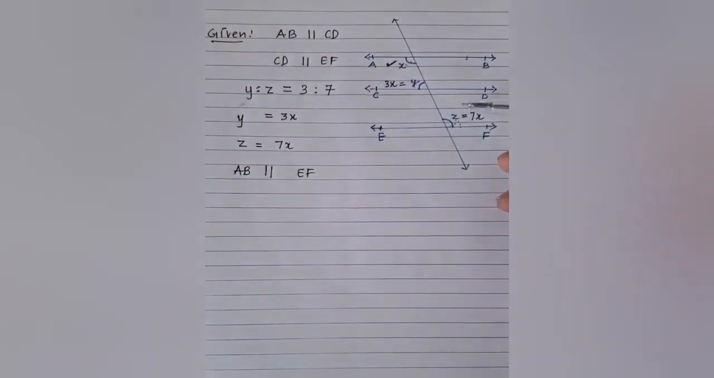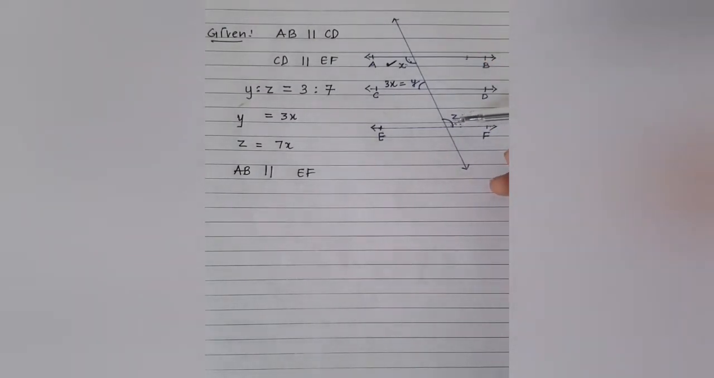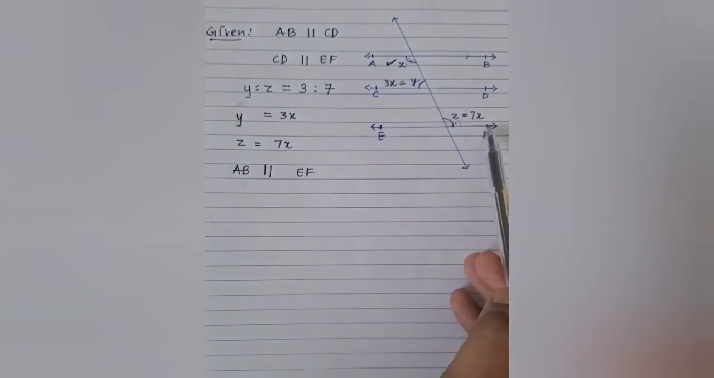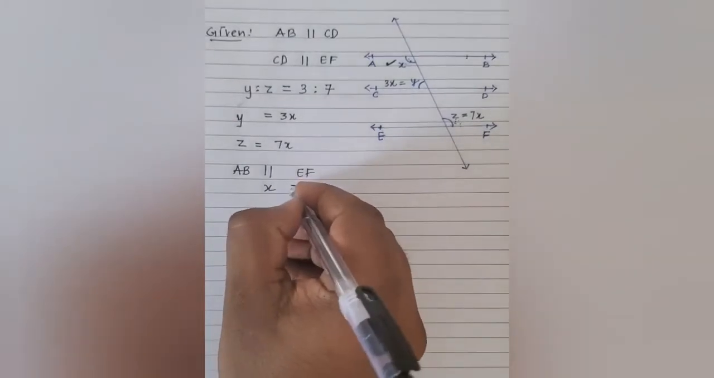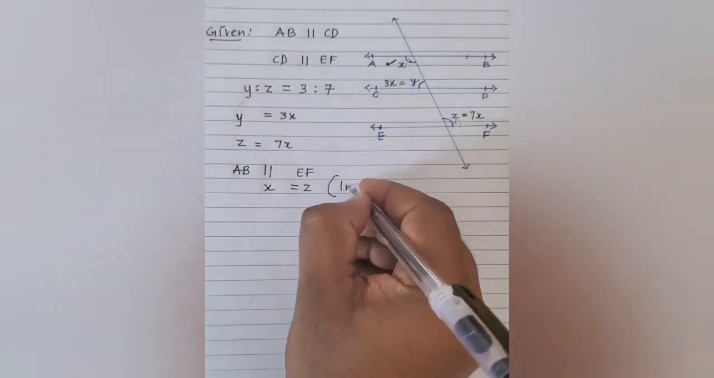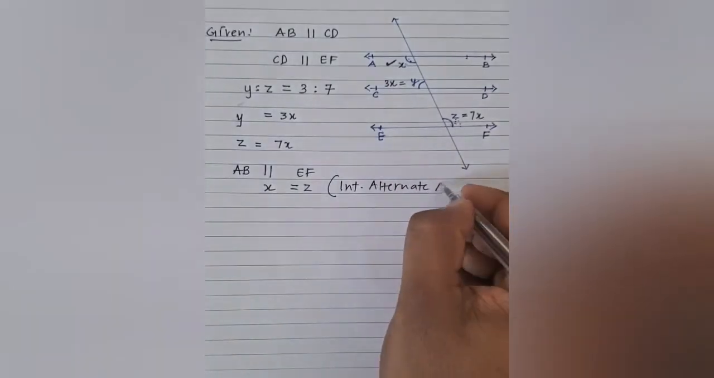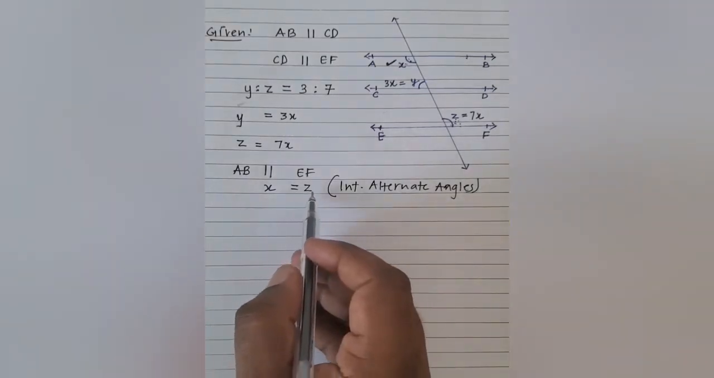Can you tell me why would it be equal? Why would x be equal to z? Because they would form the interior alternate angles, something that we have already discussed in the first session. What are interior alternate angles? Since AB is parallel to EF, x will be equal to z. The reason is interior alternate angles, and the interior alternate angles are always equal, and hence x will be equal to z.